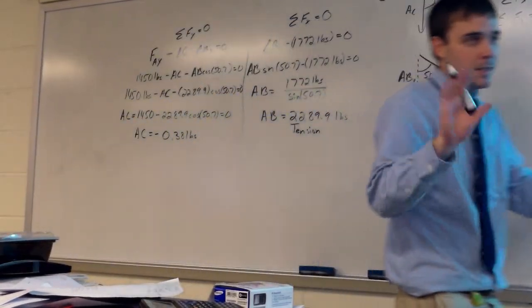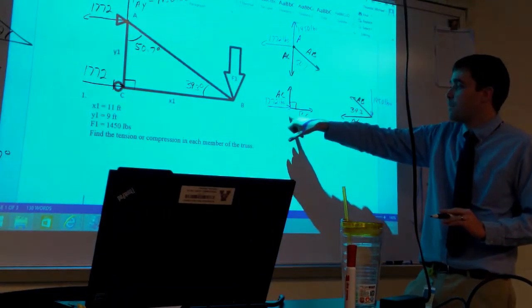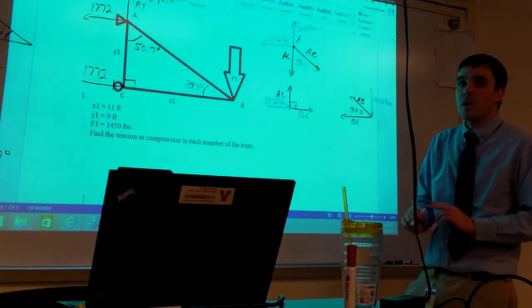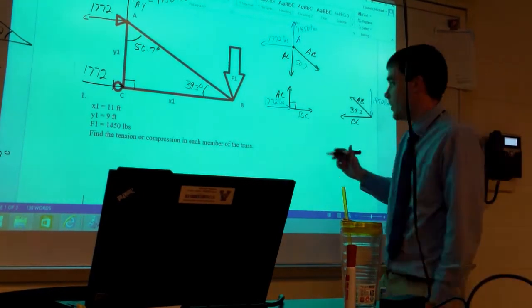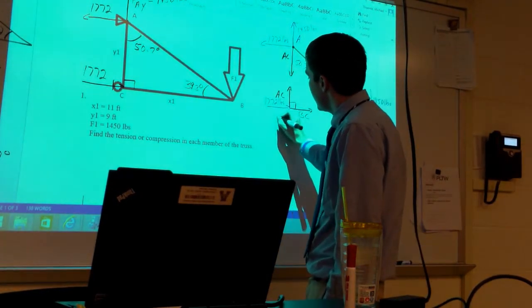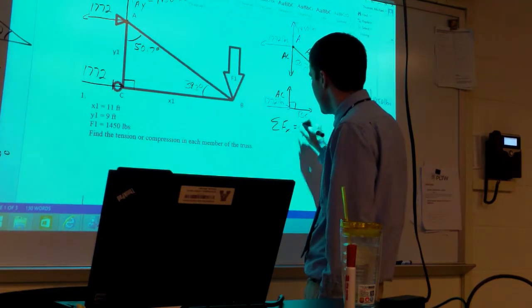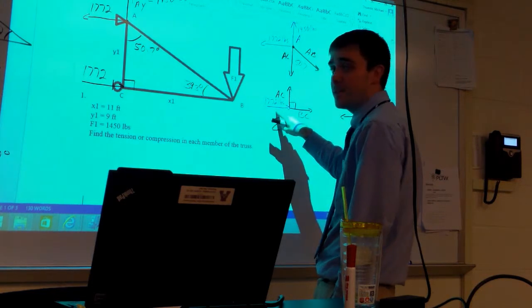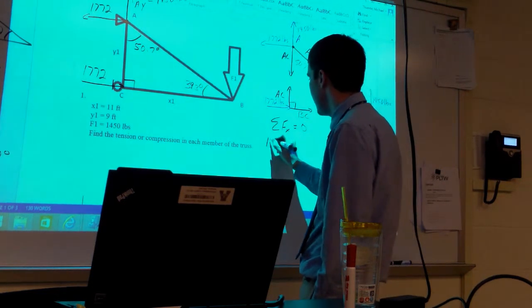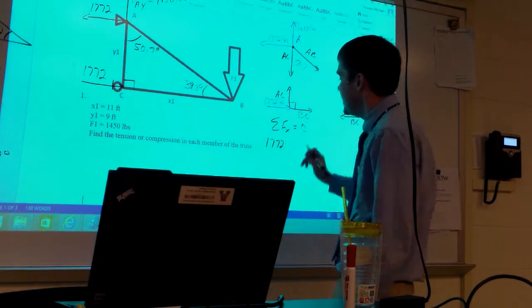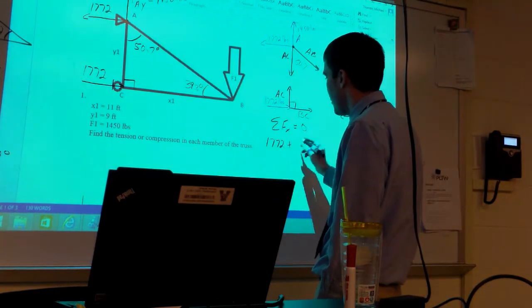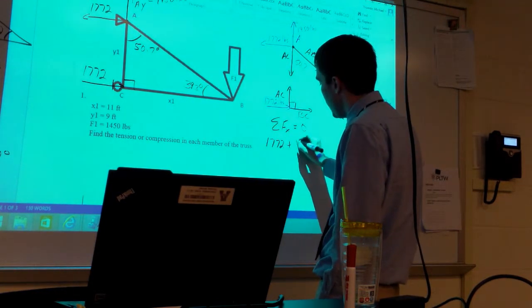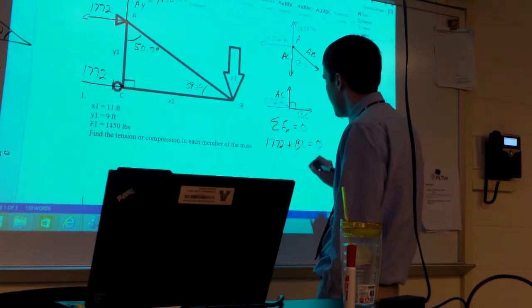To find BC, this is the easiest part. There are only two x direction forces here, right? So we're going to say summation of forces in the x direction equals 0. Is 1772 going to be positive or negative? Positive, so it's going to be 1772. Is BC going to be positive or negative? We're going to start with a positive here because it's pointing that way. So plus BC equals 0.